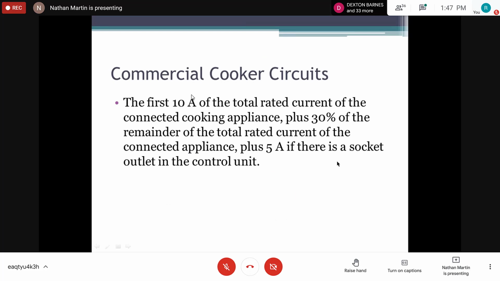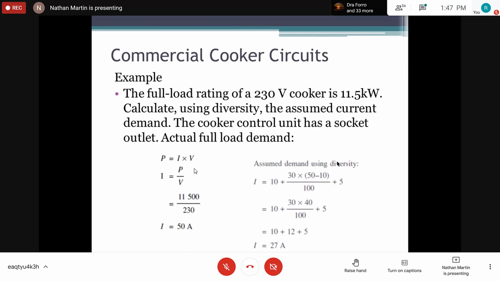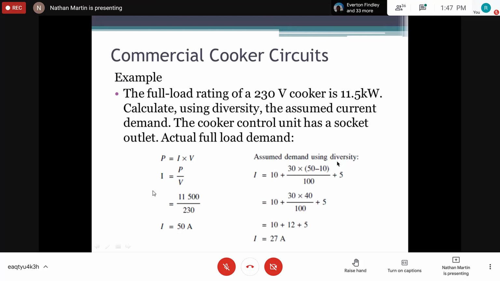first 10 amp, right? Find 30% of the remainder, which is 30% of 40, and then add 5 amp if an outlet is being used, which it states that we must have, a switch outlet. Then we find our design current, which is 50 amp, right? And we know that at full load, this should be drawing 50 amp, right? So we say we'll find 10 amp, and then the remainder is 40 amp. We'll find 30% of that 40, add 5 amp to it, and then we end up with 27 amp.